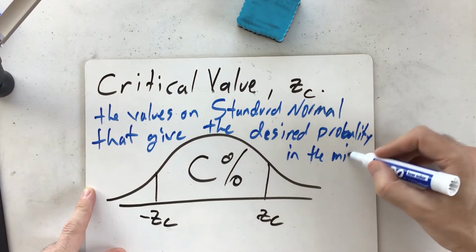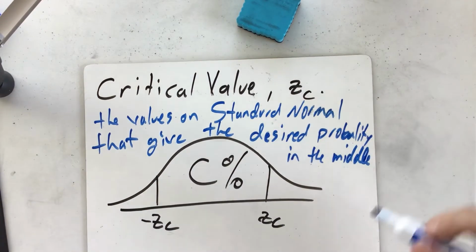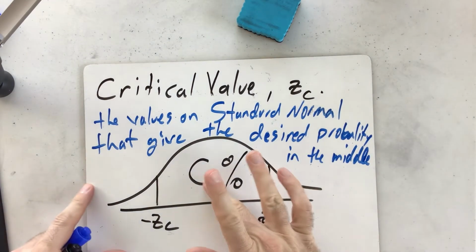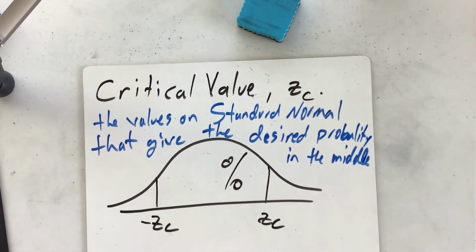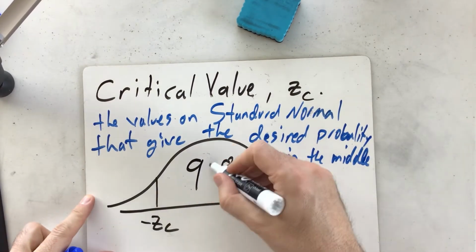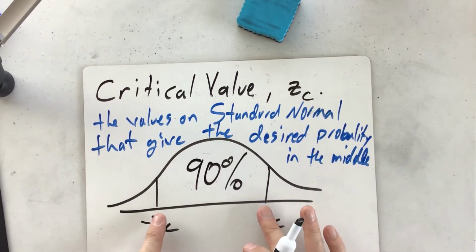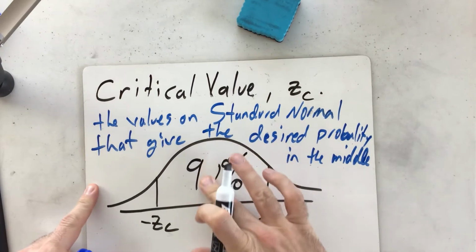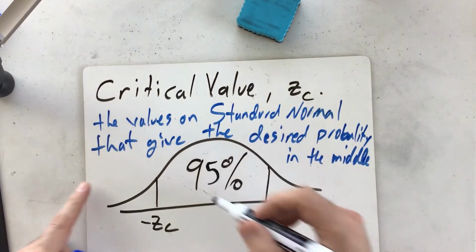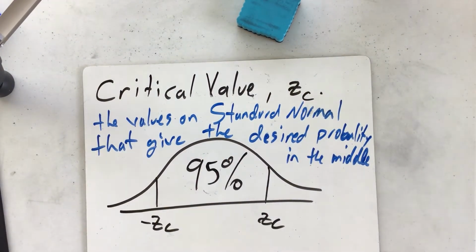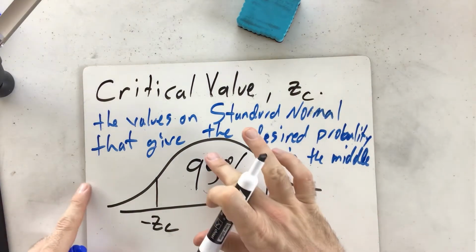In the middle. Now, what's going to happen is that critical value is going to depend upon the problem. So some problems we might say, I want a 90% critical value, and a 90% critical value would mean that we want to make the middle window here have 90% to it. We may ask for a 95% critical value. If that's the case, then we're going to try to make that middle window have 95% in it.